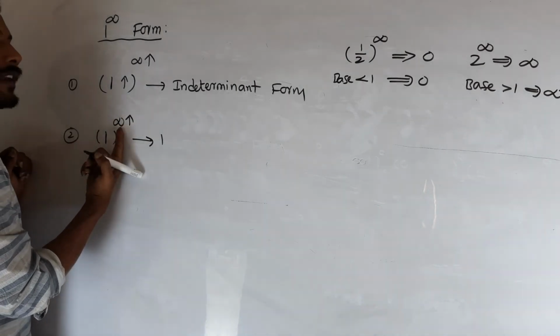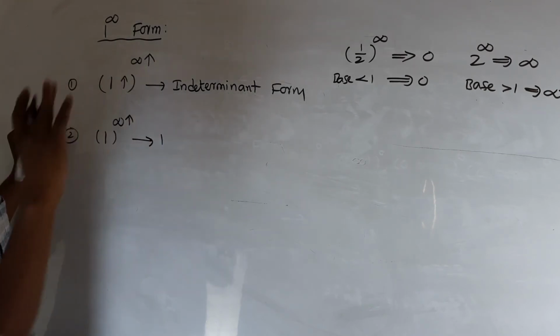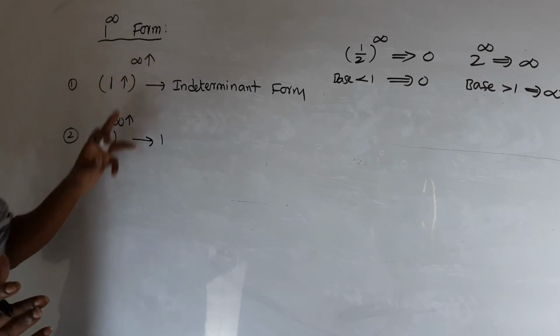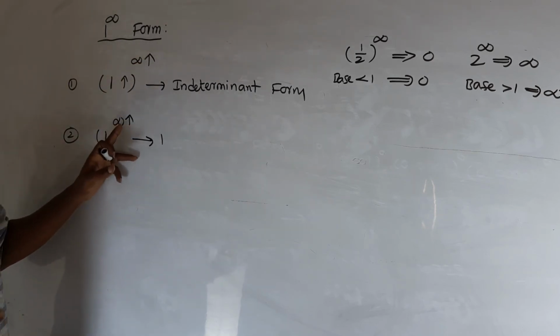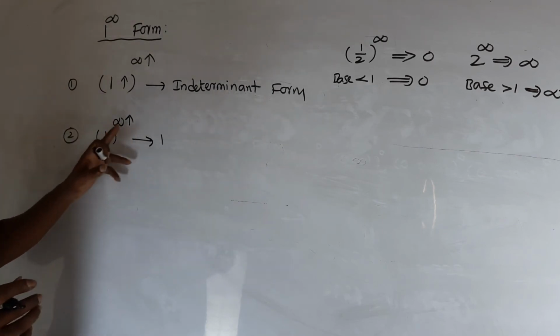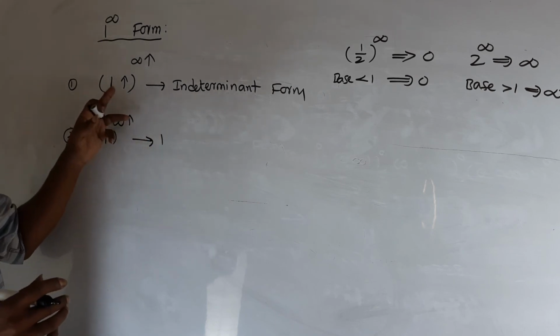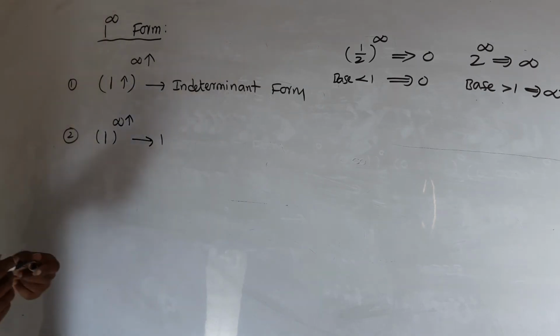Power infinity is never exact infinity. It always approaches infinity, minus infinity or plus infinity. There can be exact 0, exact 5, exact 1, but not exact infinity. So just approaches infinity. So 1 power infinity is always 1. But base approaches 1, power approaches infinity: it is an indeterminate form. Just memorize it.